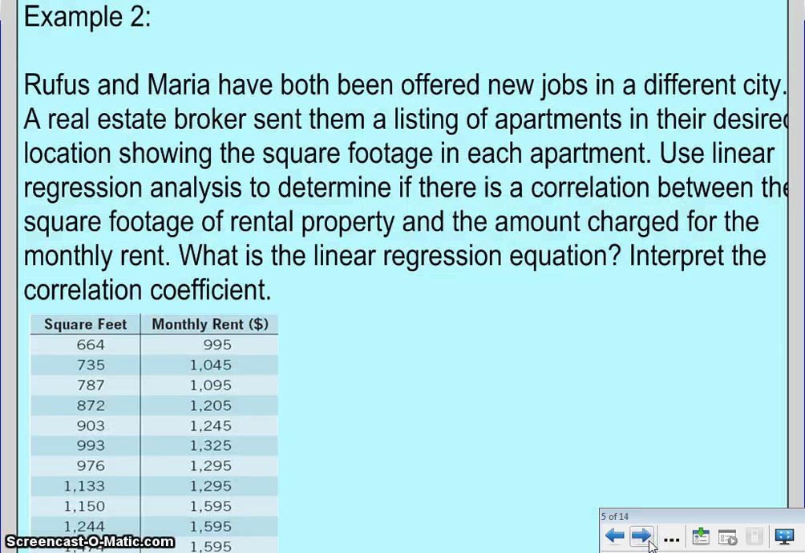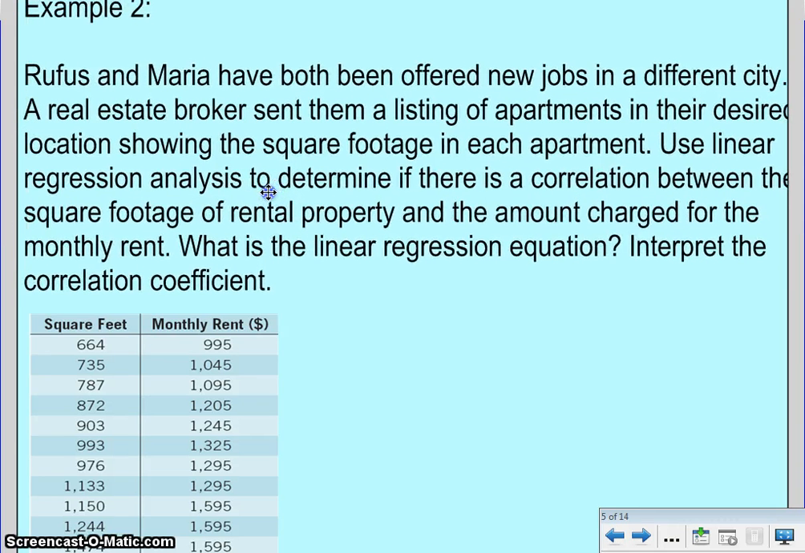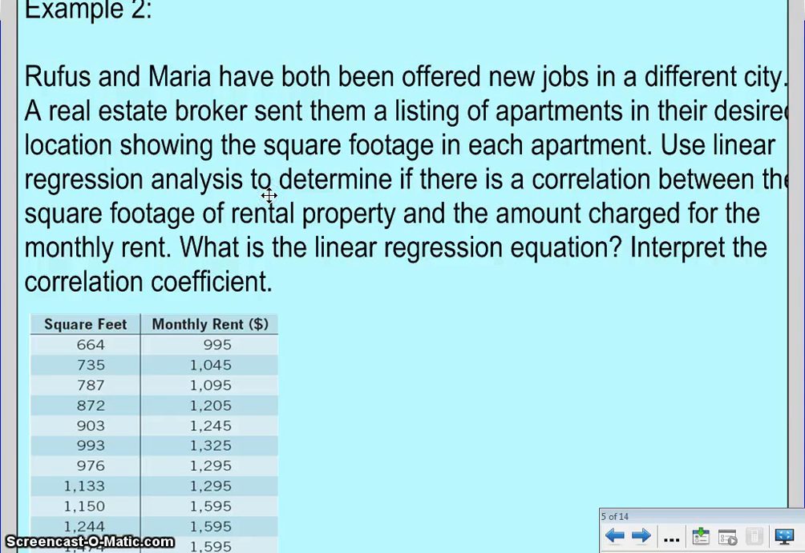Okay, example 2. It says Rufus and Maria have been offered new jobs in a different city. The real estate broker sent them a list of apartments with their desired location, showing square footage in each apartment. Use the linear regression analysis to determine if there is a correlation between the square footage and the rental property and the amount charged in monthly rent. What is the linear regression equation? And interpret the correlation coefficient.